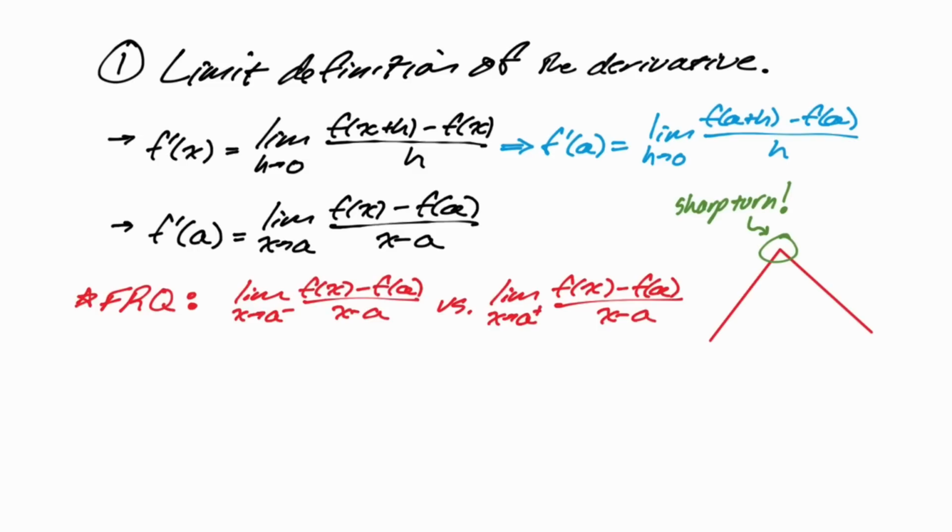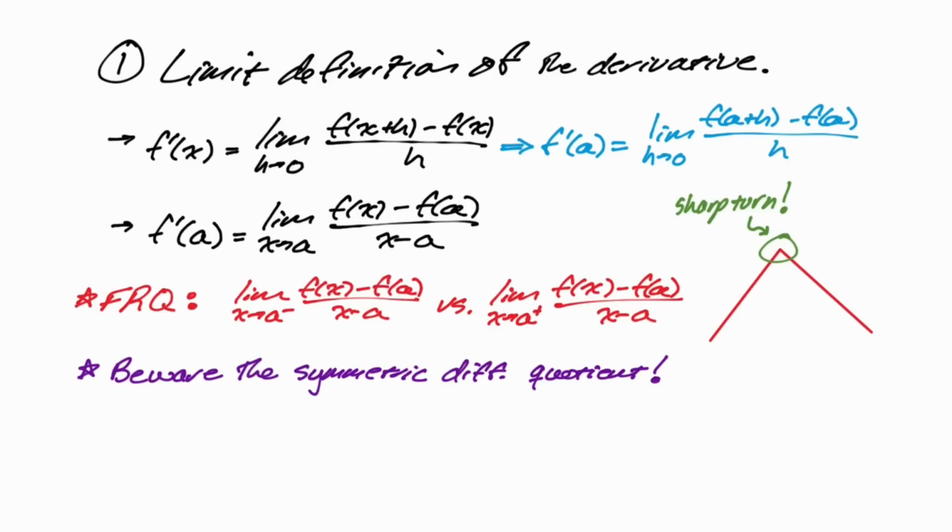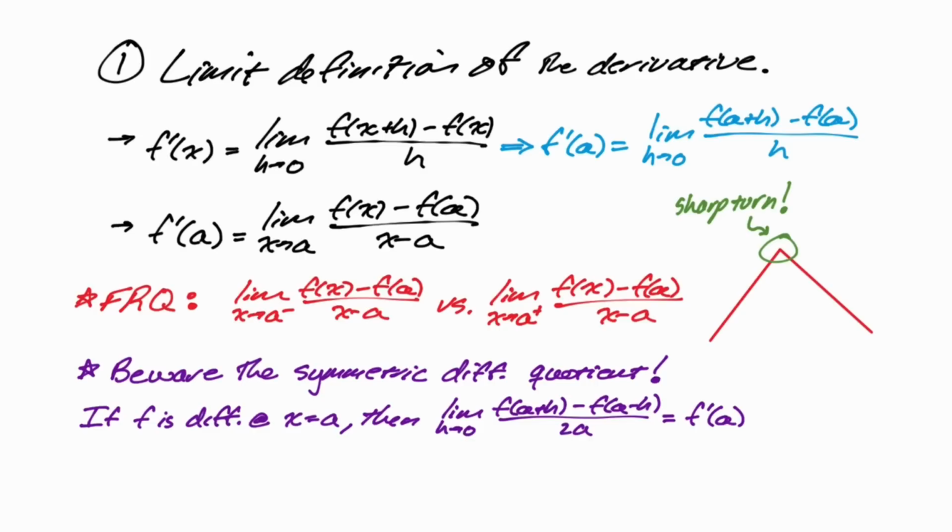Another thing to keep in mind with the definition of the derivative is not exactly the definition, but beware the symmetric difference quotient. So the symmetric difference quotient is a little bit tricky. If f is differentiable at x equals a, then the symmetric difference quotient, where instead of just moving to the right with h, you move to the left and to the right, so limit as h approaches 0, f of a plus h minus f of a minus h all over 2h. If you're differentiable at that point, this will give you the same thing as f prime.